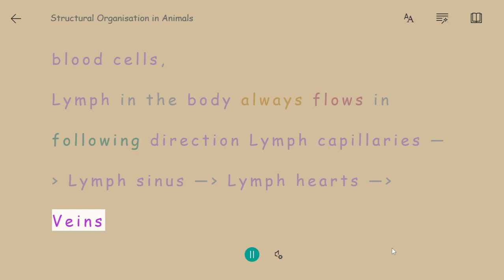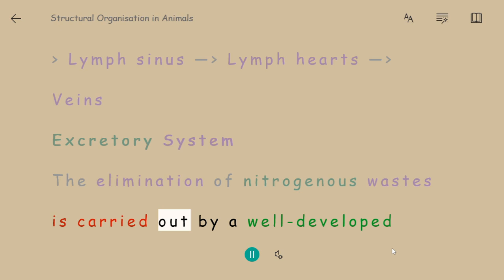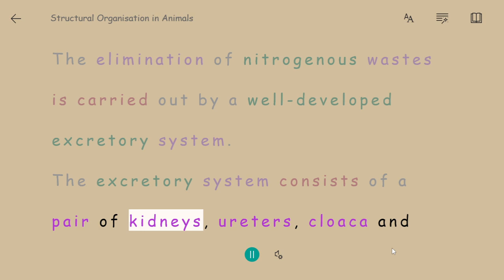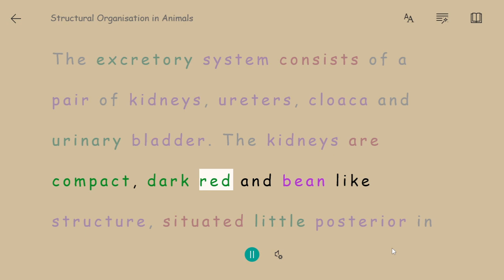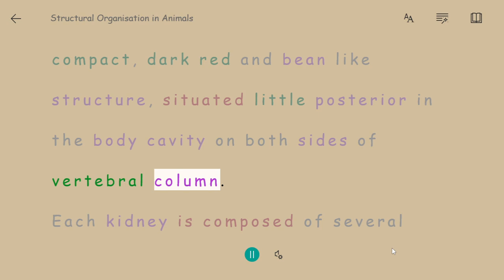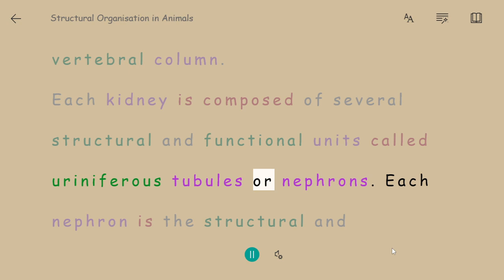Excretory system. The elimination of nitrogenous wastes is carried out by a well-developed excretory system. The excretory system consists of a pair of kidneys, ureters, cloaca, and urinary bladder. The kidneys are compact, dark red, bean-like structures, situated a little posterior in the body cavity on both sides of the vertebral column. Each kidney is composed of several structural and functional units called uriniferous tubules or nephrons.